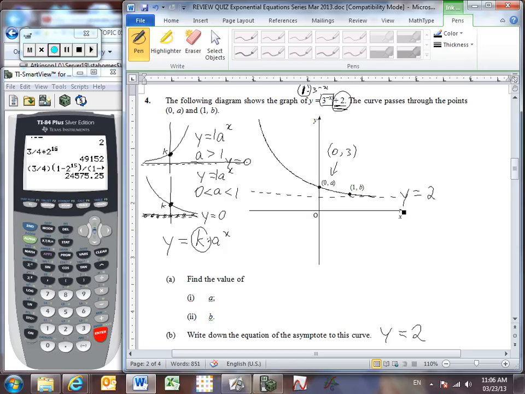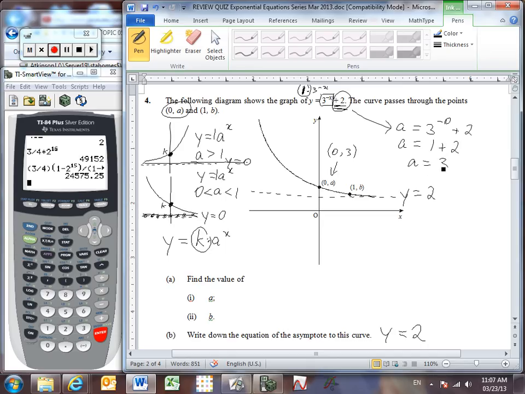We just need to find the values of a and b. You might not have seen how the y-intercept was 1 and then shifted upwards by 2 to come to 3. So another way you could do it is substituting in 0, comma a into your function. And so 0 is the x value, and a is the y value. And we can see that a equals 3 to the power of negative 0. Well, 3 to the power of 0 is 1. And so a equals 3.